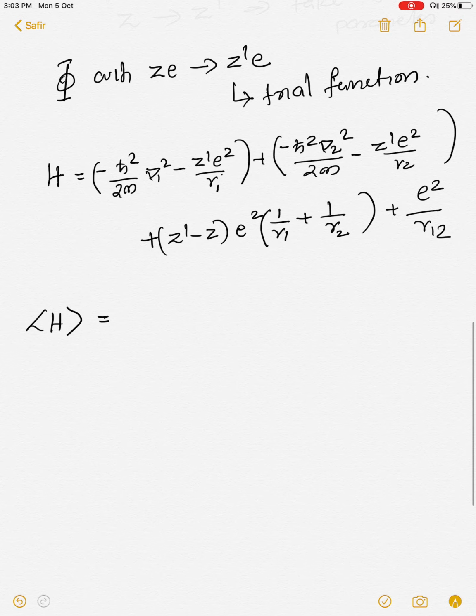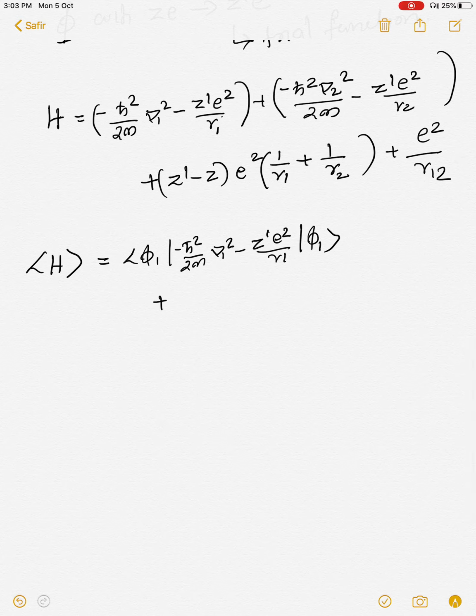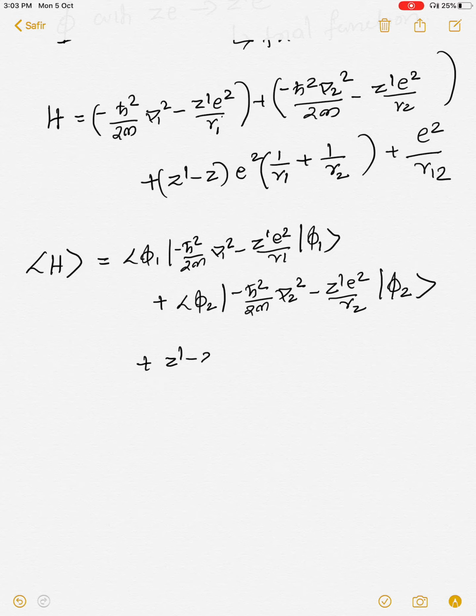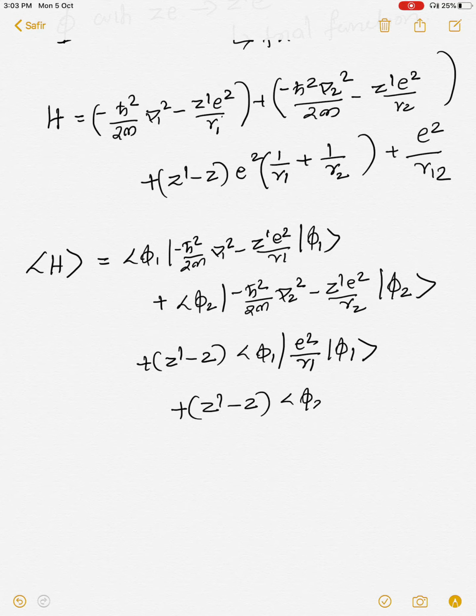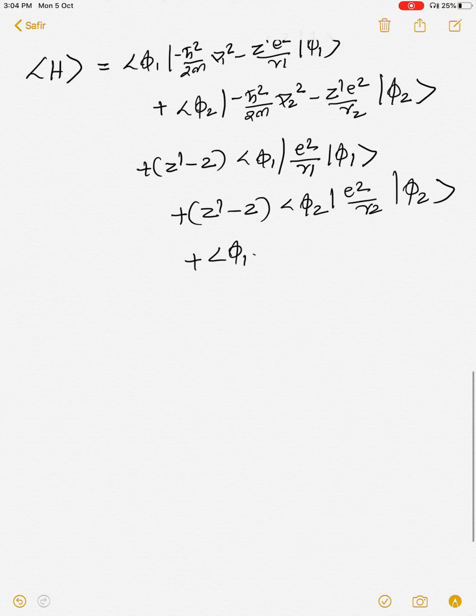So the expectation of H is equal to the integral of phi 1 times minus h cut square by 2m del 1 square minus z prime e square by r1 phi 1, plus phi 2 times minus h cut square by 2m del 2 square minus z prime e square by r2 phi 2, plus z prime by z phi 1 e square by r1 phi 1, plus z prime by z phi 2 e square by r2 phi 2, plus phi 1 phi 2 e square by r12 phi 1 phi 2.